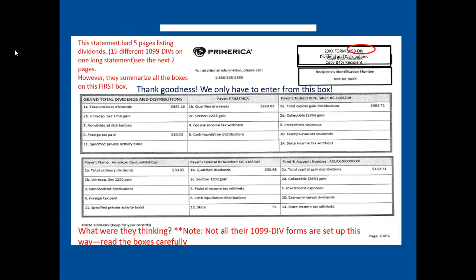Now, Primerica is kind of interesting. I've only run across this with one client. But if you have a Primerica statement that has multiple pages with 2 or 3 boxes on it, the first one usually will say grand total. If it's a grand total, you just enter the amount from that one box. You don't enter the other boxes because it's all combined there. So make sure you read the boxes very, very carefully with Primerica, so you're not double entering values and increasing their income when it should not be.